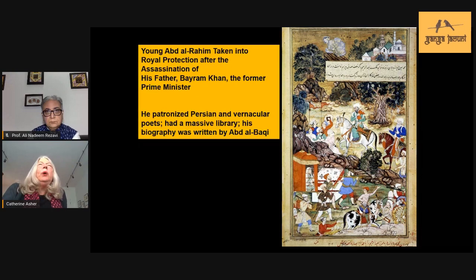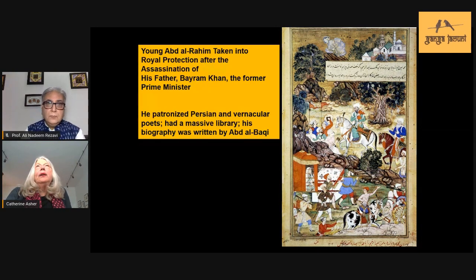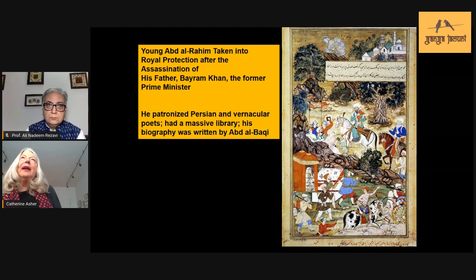We know that the young Abdurrahim, whose father was Bahram Khan, was taken into royal protection after his father's assassination in 1561. This is again included in the Victoria and Albert V&A painting that you see on the right-hand side.